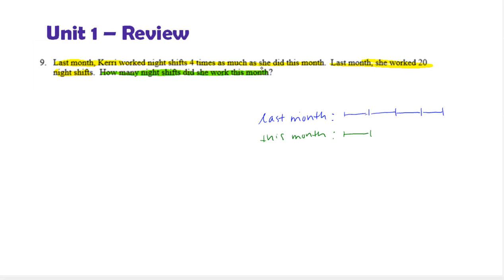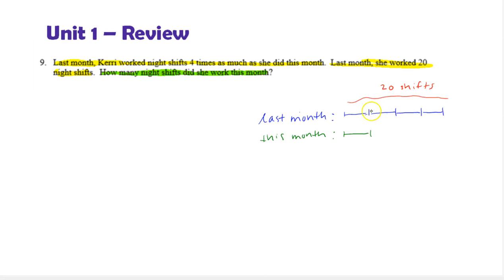Okay, so I have a diagram set up. It said last month she worked 4 times as much as she did this month. So I make this month, whatever that is, we're going to give it this length. And then last month it would be 4 times as much, so 4 of the lengths of this month. Then we're told last month she worked 20 night shifts. So this is going to total 20, we'll put 20 shifts. And we want to know how many shifts she worked this month.